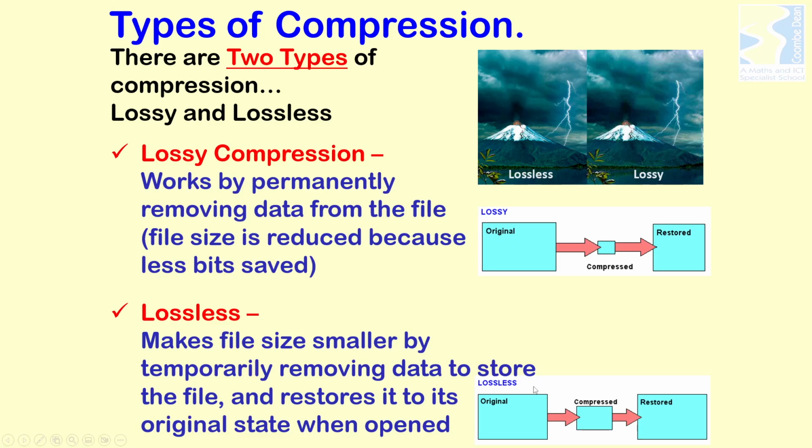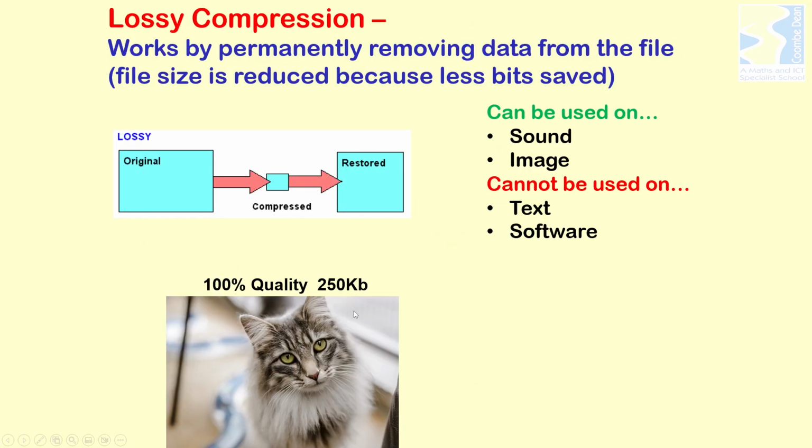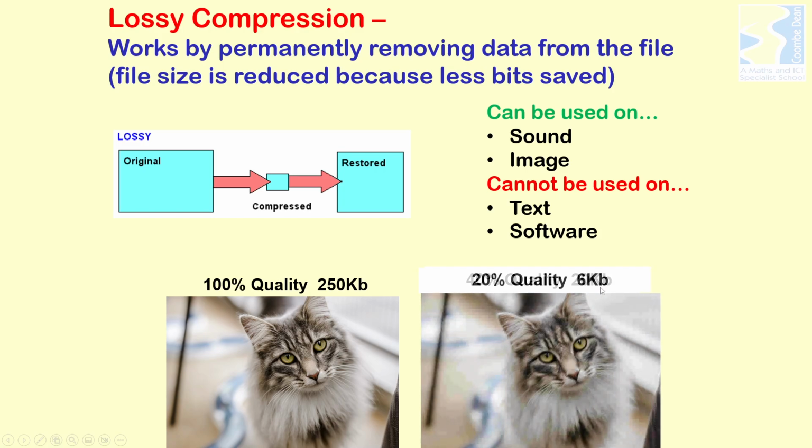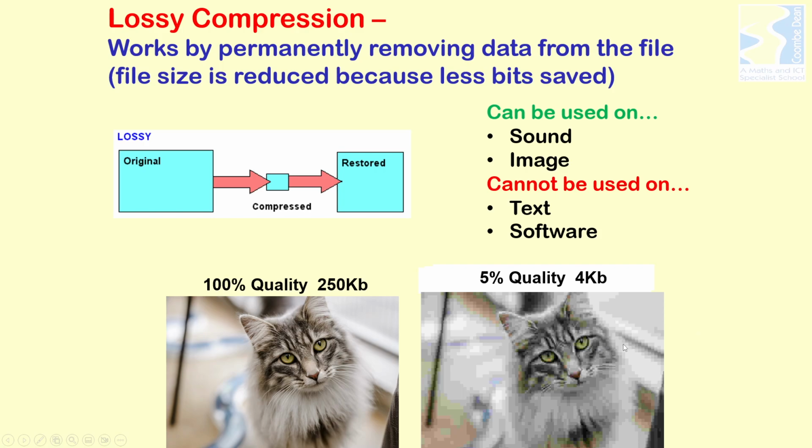There are two types of compression we need to know about for images and sound and things. That is lossy compression and lossless. Lossy compression works by permanently removing some of the data from the file, usually colours that can't be seen by the human eye and data that's not essential from the image. However, the more you compress it, the more noticeable it becomes. You can see at the bottom here, as you reduce the quality of the image or the resolution, the file size is getting smaller, but the quality of the image is also being reduced. Less colours, less pixels, etc.